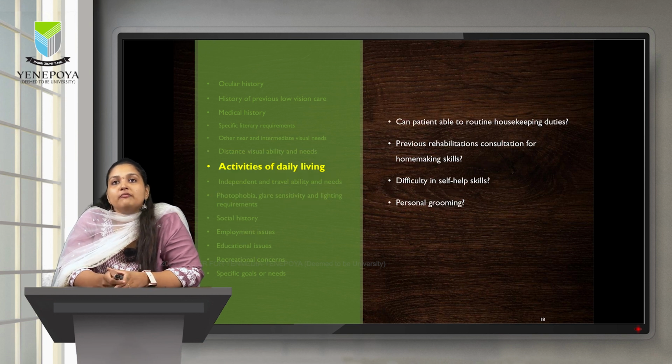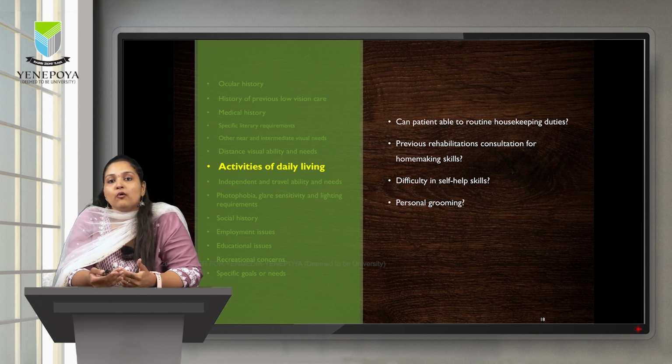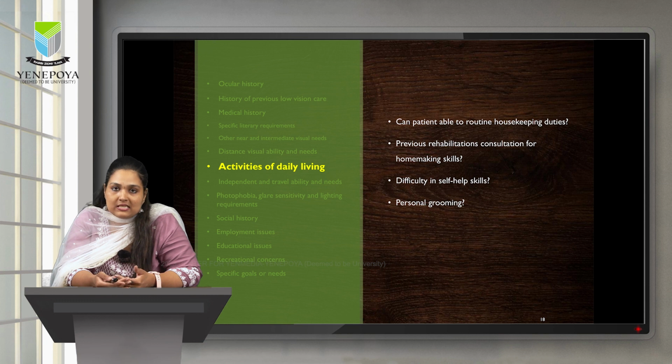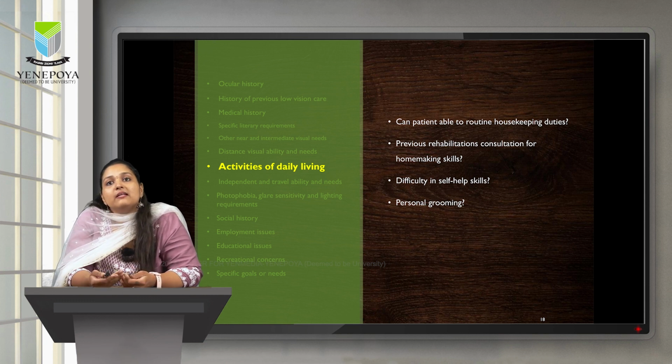Next is activities of daily living. As I said, can the patient do the routine housekeeping duties? So being a housewife, my daily routine in the morning is getting up, cooking food for my husband and my kids. So the patient will have her or his own daily routine. Because of low vision, how the daily routine activities are affected, we need to ask in detail. Then whether the patient had any rehabilitation consultation for housemaking skills.